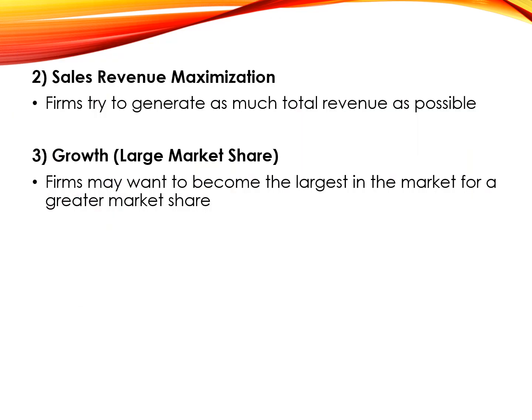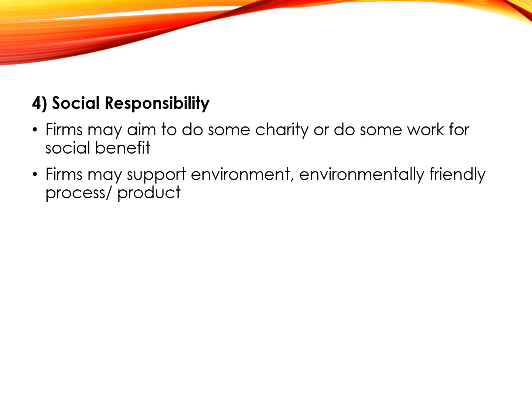Right, so here we've got sales revenue maximization. The firms will try to generate as much total revenue as possible. The next one is growth. Firms want to become the largest in the market for a greater market share. Idea of social responsibility, doing some charity work or some work for social benefit. The firms may support environmentally friendly processed products.